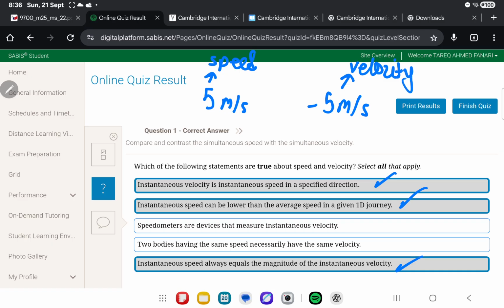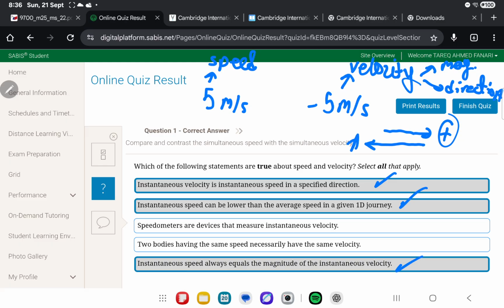Now, the velocity can be divided into two components: its magnitude and its direction. How do I know its direction? By the positive or negative sign. So let's say this direction is the positive direction. What this negative sign is telling me is it's going this direction. This is the motion of a particle, let's call it particle A. But as you can see here, the magnitude, 5 meters per second, is equal to the speed, which is also 5 meters per second.